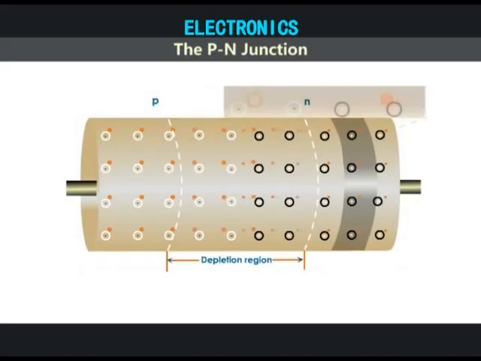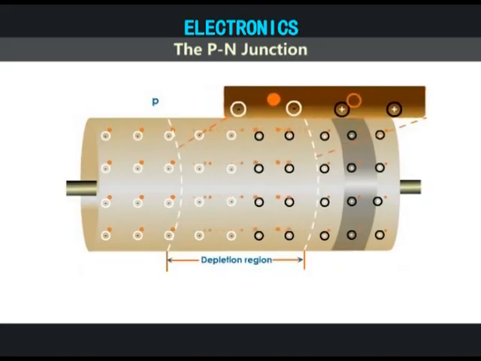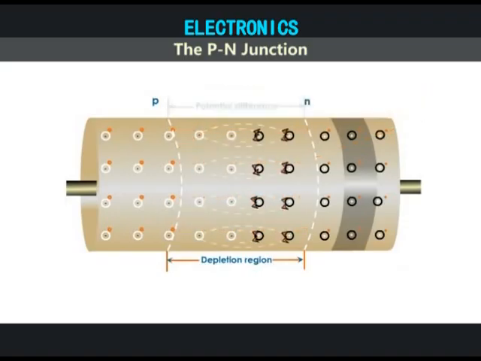The holes trying to enter the p region are repelled by the uncompensated positive charge on the donor ions, and the electrons trying to enter the n region are repelled by the uncompensated negative charge on the acceptor ions. As a result, a potential difference is established across the junction. Soon it becomes large enough to prevent further movement of charge carriers. This is called the potential barrier, junction barrier, or height of the barrier.